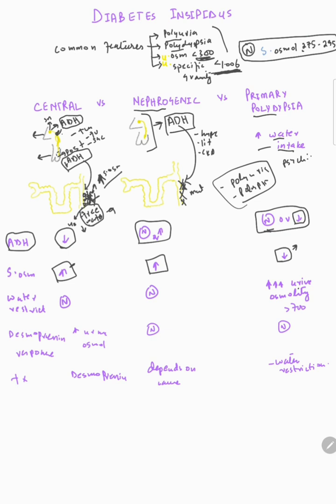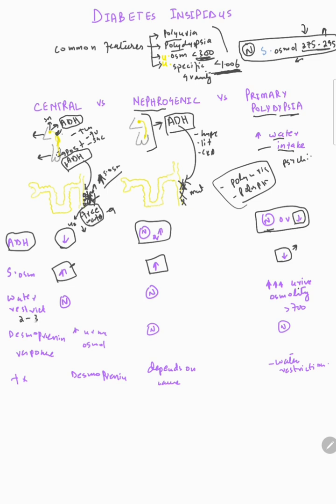And I've written here the normal levels, so you can correlate in the question. If they give you less than 275, you should think about primary polydipsia. If they give you more than 295, you should think about the other two, the central and nephrogenic diabetes insipidus. So now let's talk about the water restriction test.